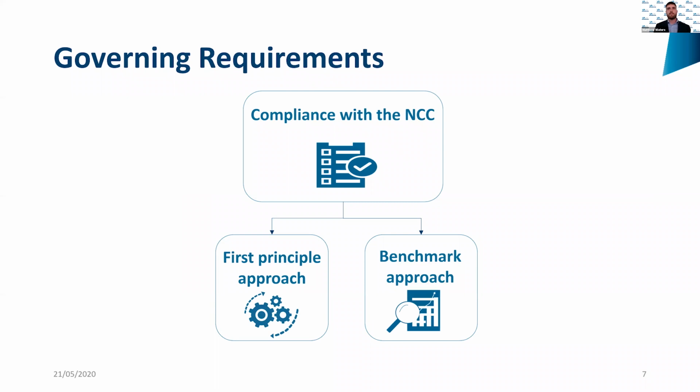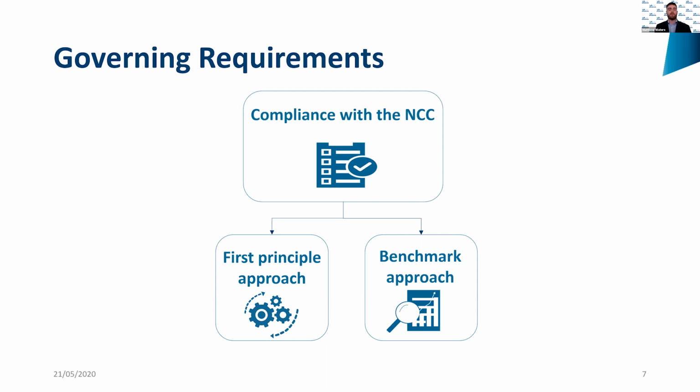I'm going to go relatively quickly through this because I'm sure everyone's aware. But I'm just going to look at section A as it relates to performance solutions. Now, we would all know that we comply with the NCC by complying with the performance requirements and the governing requirements. So they're the mandatory compliance pathway under the code.